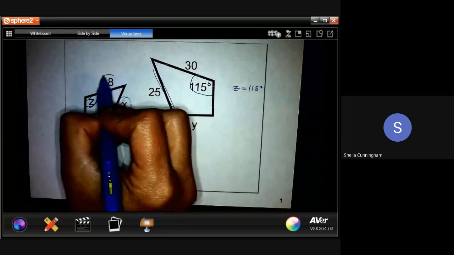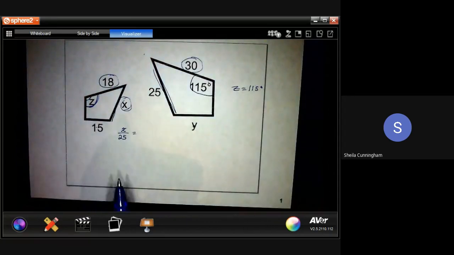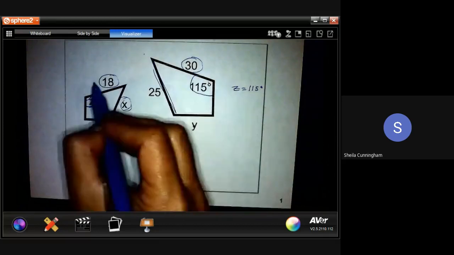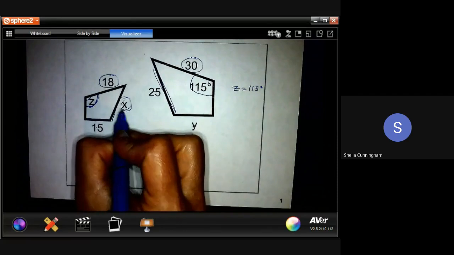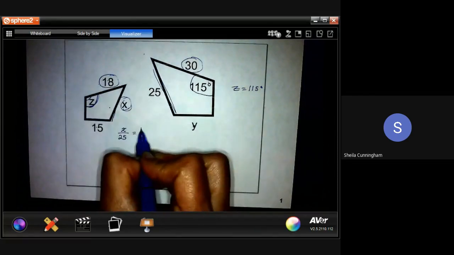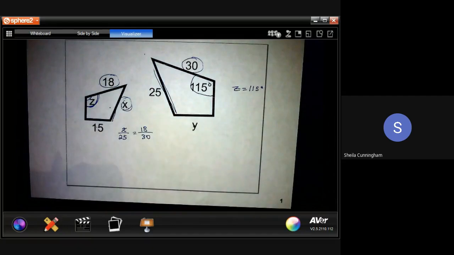So I need to find that other corresponding relationship of sides. So in this case, I'm looking at the 18 and the 30. They correspond, and there's two values there. There's no variable there, so that's a good thing. Since I started with X from this first shape, I have to start with the 18, and that's going to be 18 over the 30.